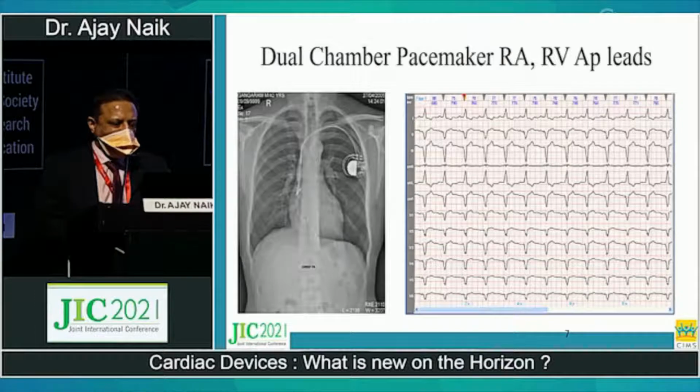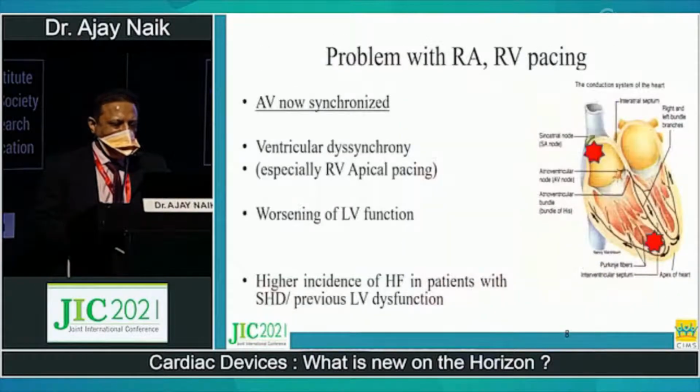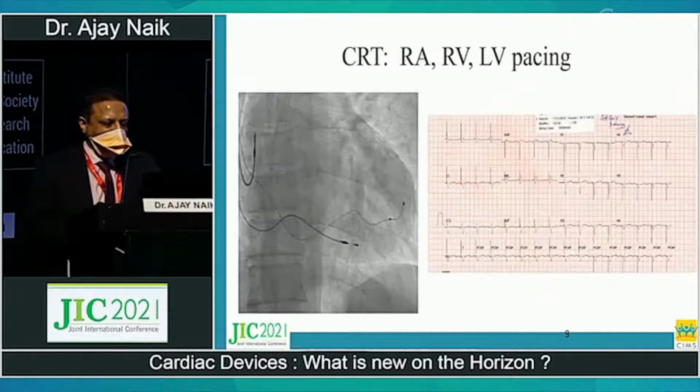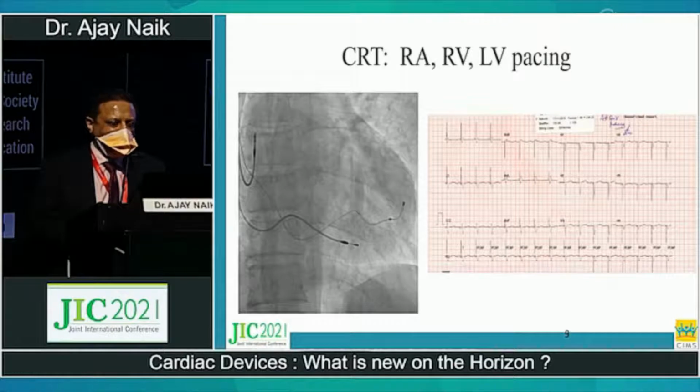This problem is partially mitigated by doing a dual chamber pacemaker. So you have restored AV synchrony. There is PQRST here, so the AV is now synchronized, but the problem of ventricular dyssynchrony still remains. LV function can worsen, especially in patients who have structural heart disease or previous LV dysfunction. So then the solution for that is doing a CRT.